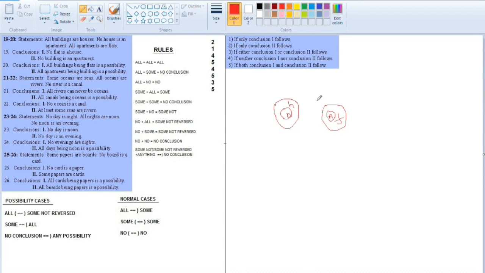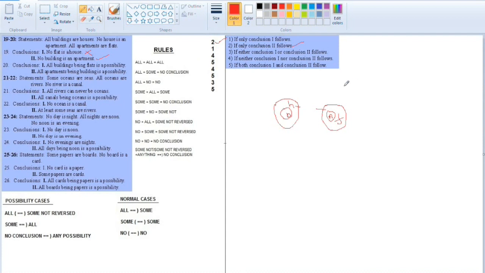According to the diagram, we might think that it is right, but the problem is we don't have any relation between house and flats. So there is no conclusion. We cannot say it, so it is not right. The second one is: no building is an apartment. That is right, because there is a relationship between house and apartment. So we can definitely say that this one is correct. So if only conclusion 2 follows, this is the answer.